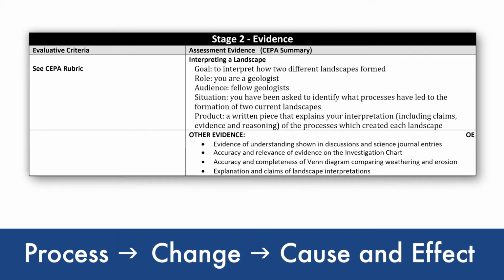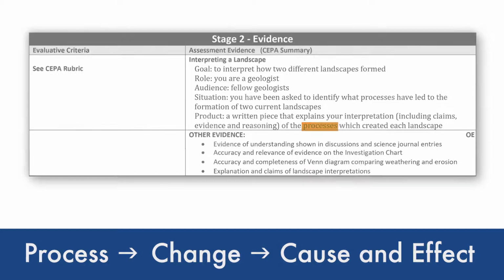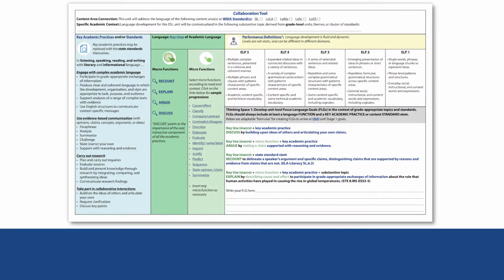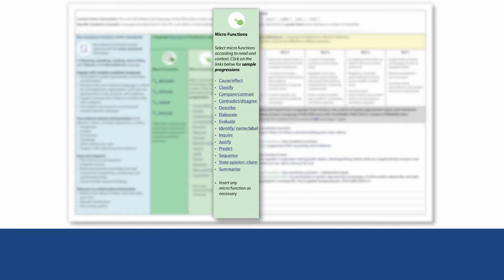Looking at the CEPA, students will need to describe causes and effects to explain their interpretations about how weathering and erosion lead to changes in landforms, and they will need to offer evidence for their claims. The microfunction of cause and effect will be needed. The microfunctions listed on the collaboration tool are ones that frequently occur across the content areas. There are others, so you can add to this list as you need.